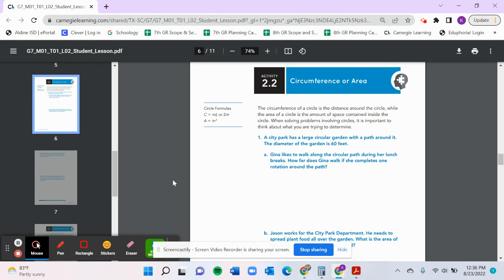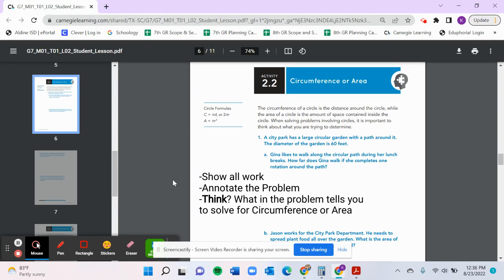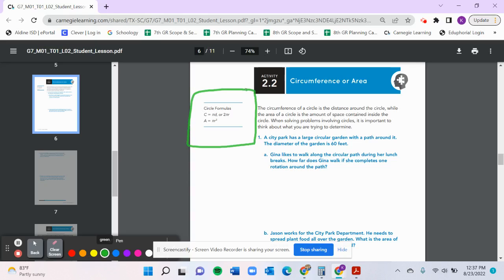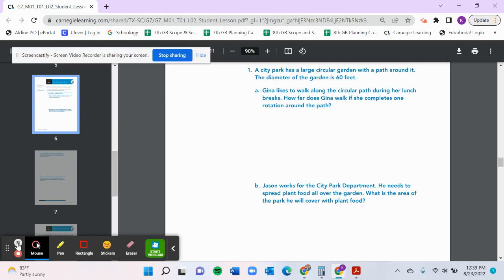Now, on your own or with a partner, you are going to answer questions 1 through 3, showing all of your work and annotations. While you are working, think, what clues tell you that you are solving for area versus circumference? Remember, the formulas are also here for you to reference. Pause here. Now let's check our work.